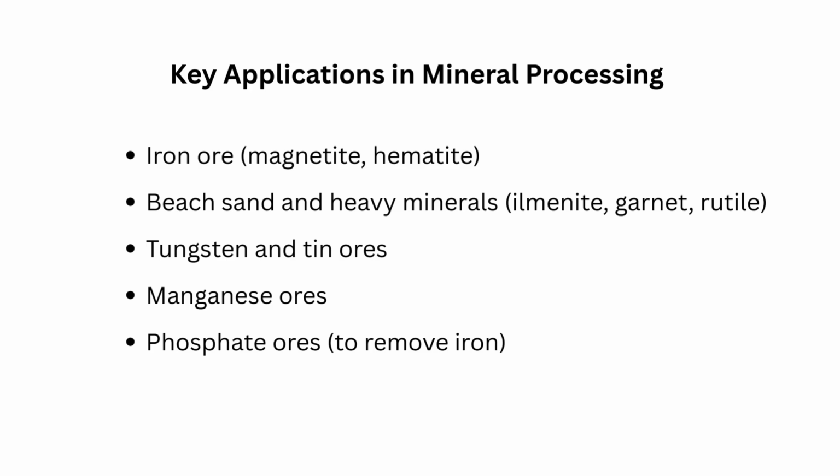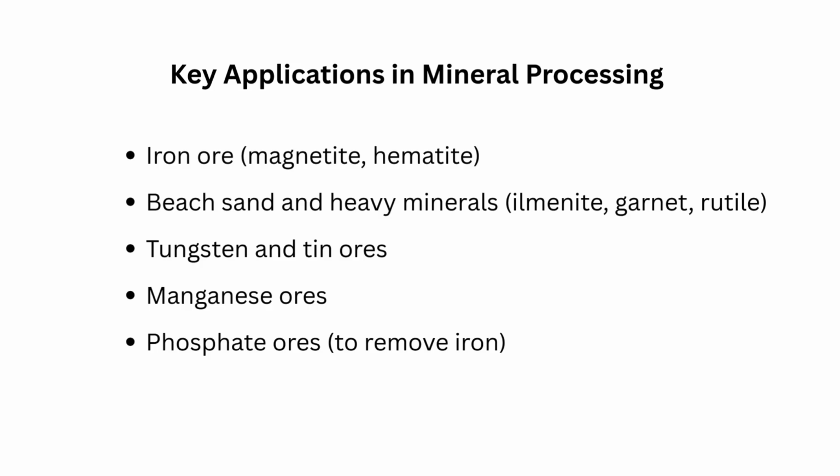Magnetite is a strongly magnetic mineral, so it can be easily recovered using low-intensity magnetic separators. Hematite, on the other hand, is only weakly magnetic. This requires high-intensity magnetic separation or high-gradient magnetic separation to recover it effectively.